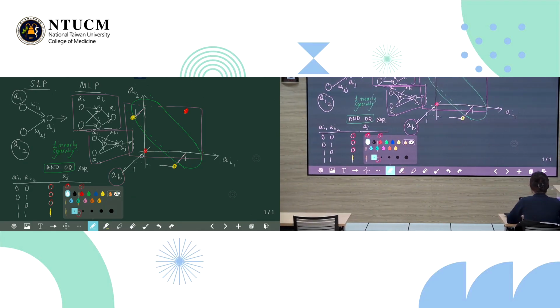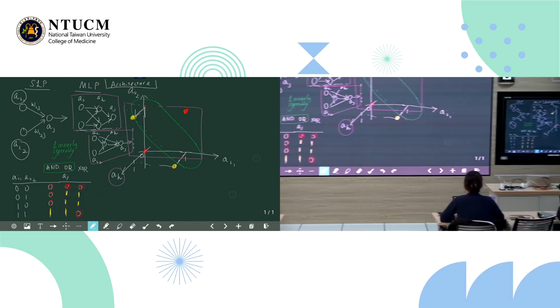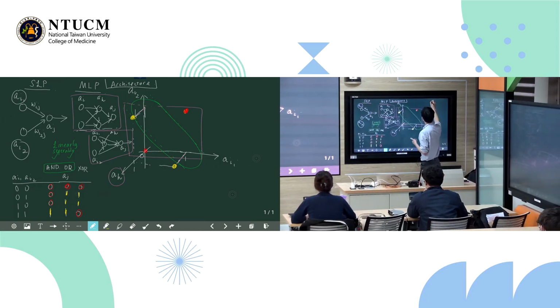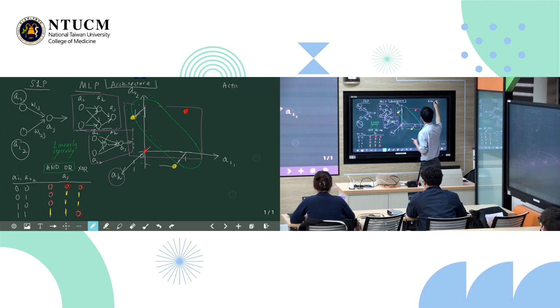remember, so this was the architecture. For the single layer perceptron, we talked about architecture. We also talked about the activation function. Okay, and the activation function was such that Aj is equal to 1 if, right?